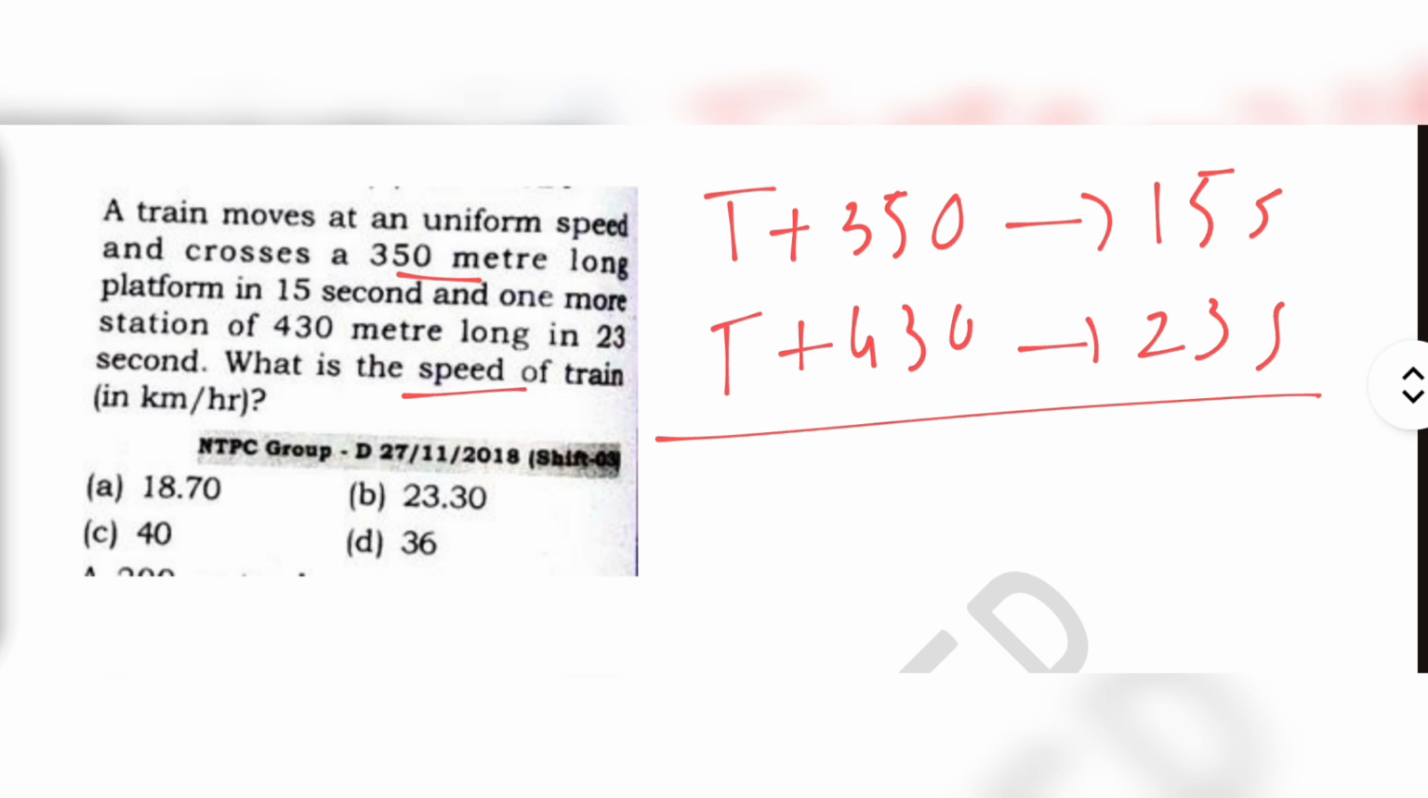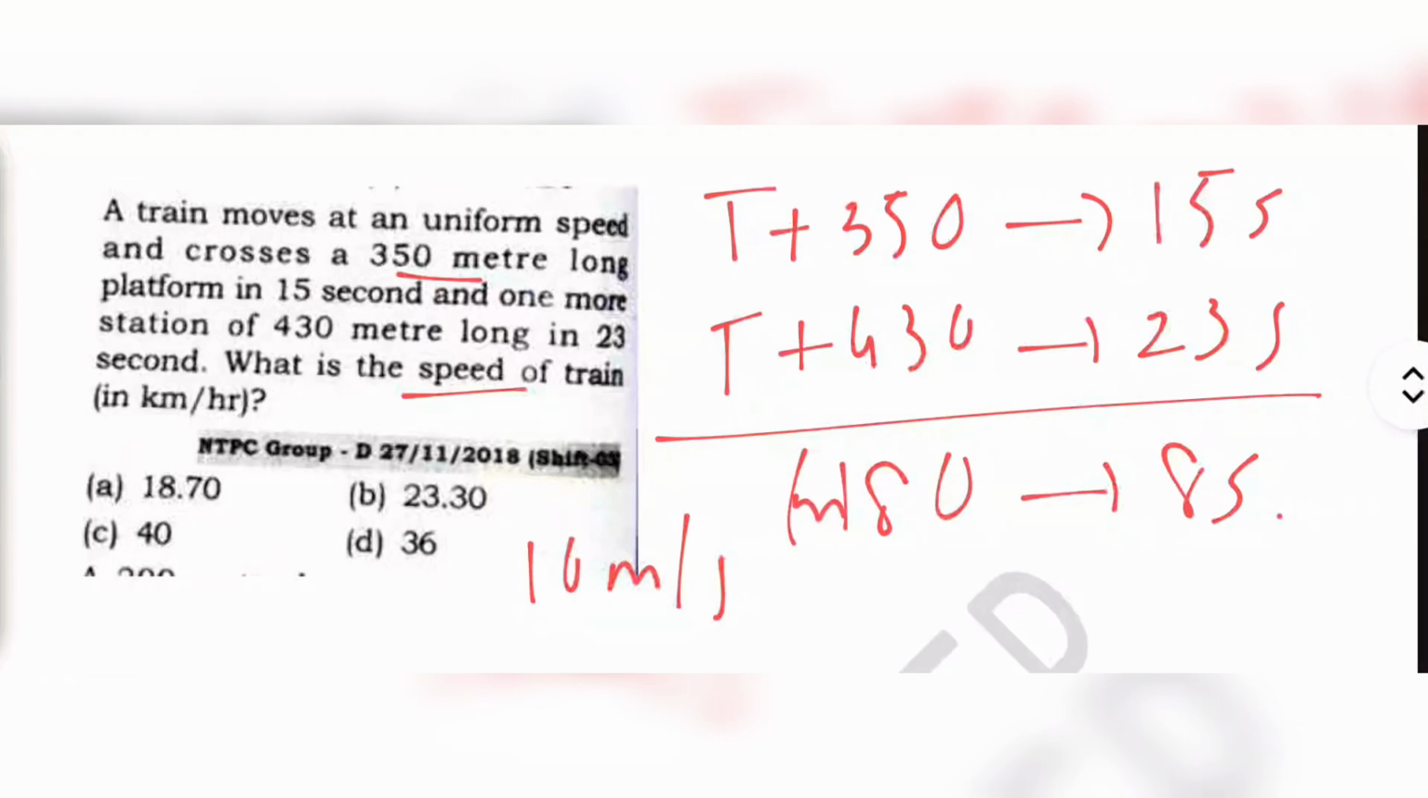Okay, so 430 and 350, what is the difference? I guess the difference is 80. Okay, 80 meters is nothing but 8 seconds. Am I right? Yes, 8 seconds. So what is the speed? It is nothing but 10 meters per second. This is in meters, by the way, and this is in seconds. So it is nothing but 10 meters per second.